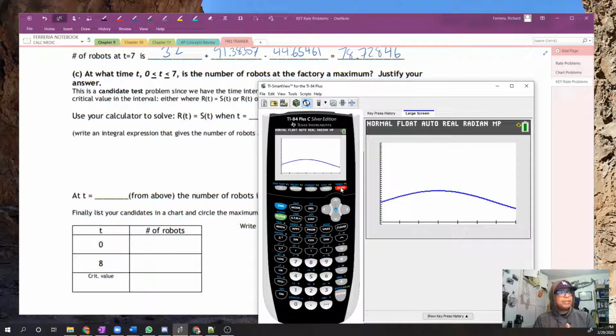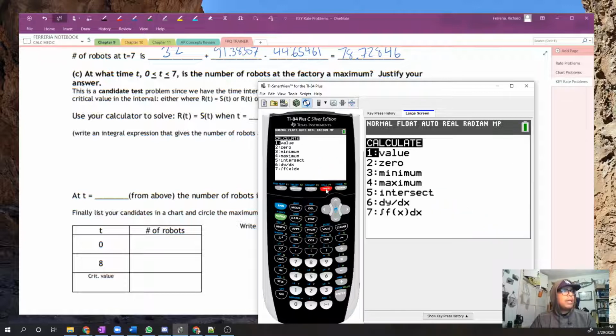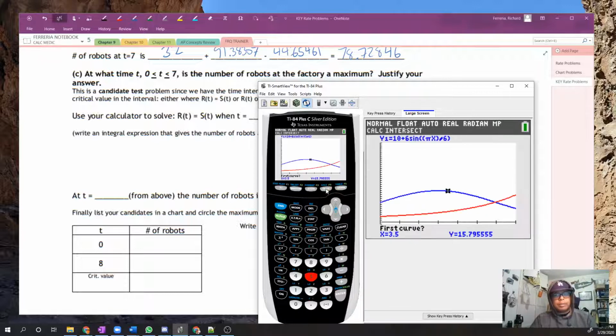And here's S. So you can see they only intersect at that one place, which should be that 5.9 number that we were just looking at. Let's find that intersection real quick. Calculate intersection. Are we on the blue curve? Yes. Are we on the red curve? Yes. Take a guess. Well, it was pretty close to 6. And there is that number again. So let's go ahead and write that down.